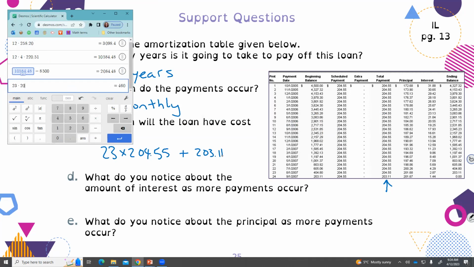Now, if you were to just do 24 payments of $204.55, I would accept that because that is what you're planning to pay back. It's just that based on the timeline, your last payment doesn't need to be that big. So that's a total of $4,907.76.